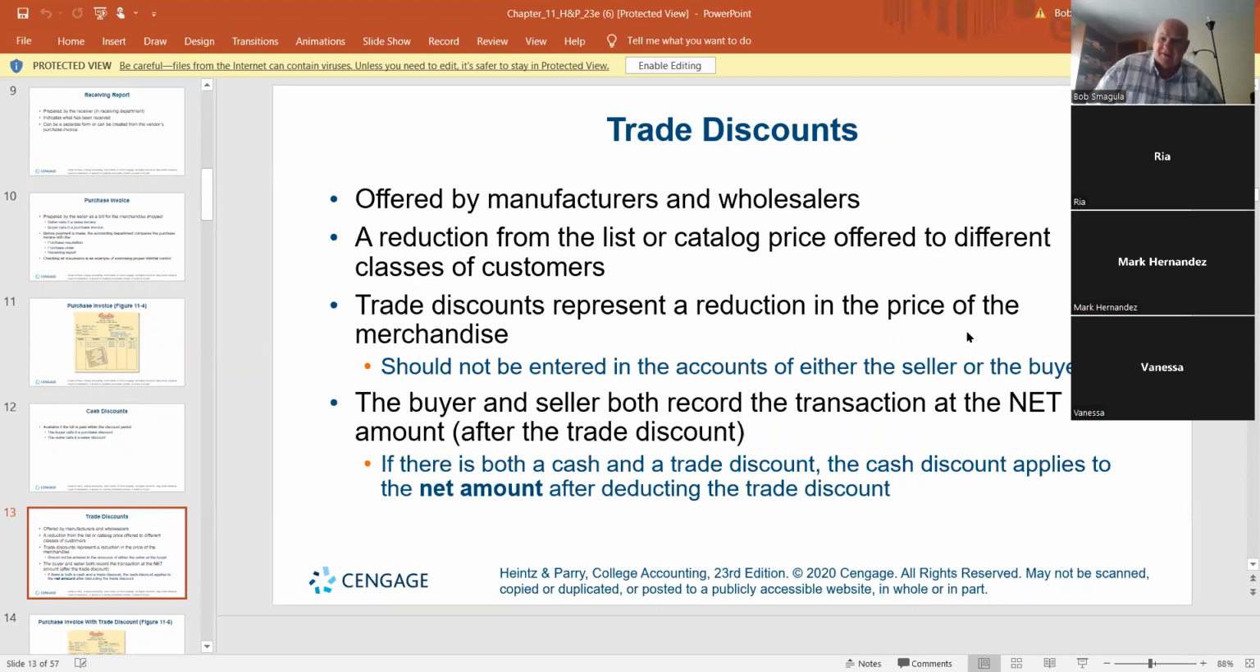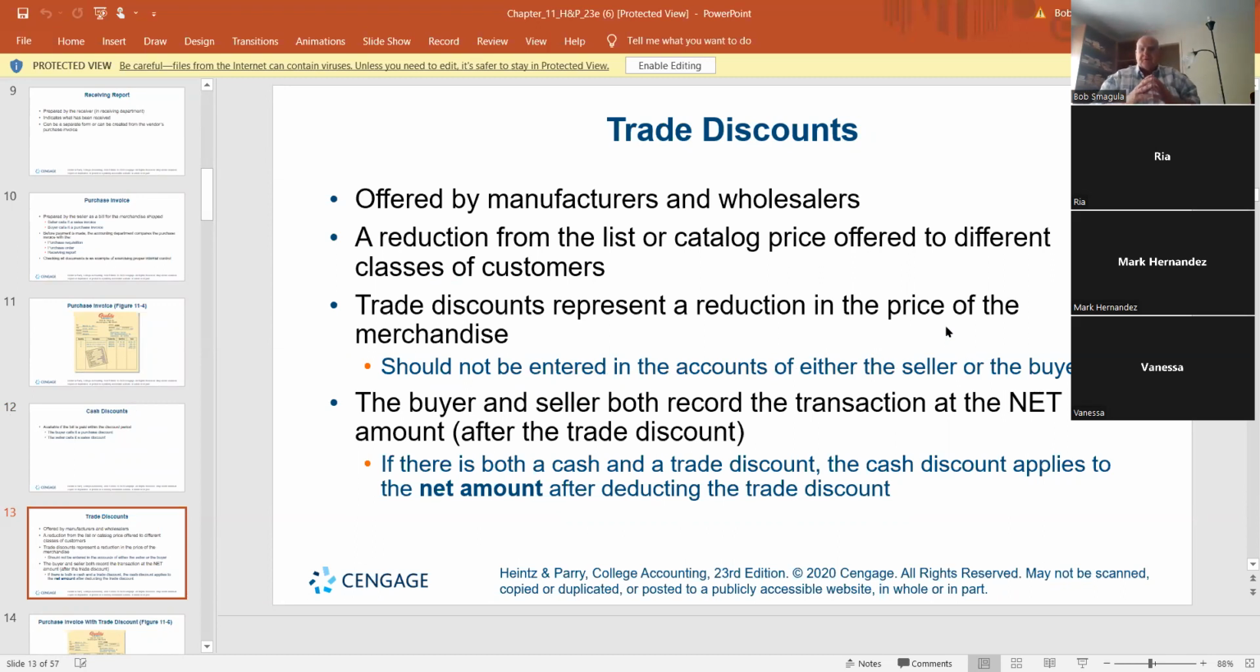Let's understand about trade discounts. In a lot of industries, there are brochures and circulars that get sent out, and these publications have a list of the prices of everything. And then it might say at the bottom of the page, 30% trade discount. This is a discount offered to the people who buy regularly from you, offered by the wholesalers and manufacturers. It's a reduction from the list price or catalog. Trade discounts represent a reduction in the price and should not be entered in your general ledger.